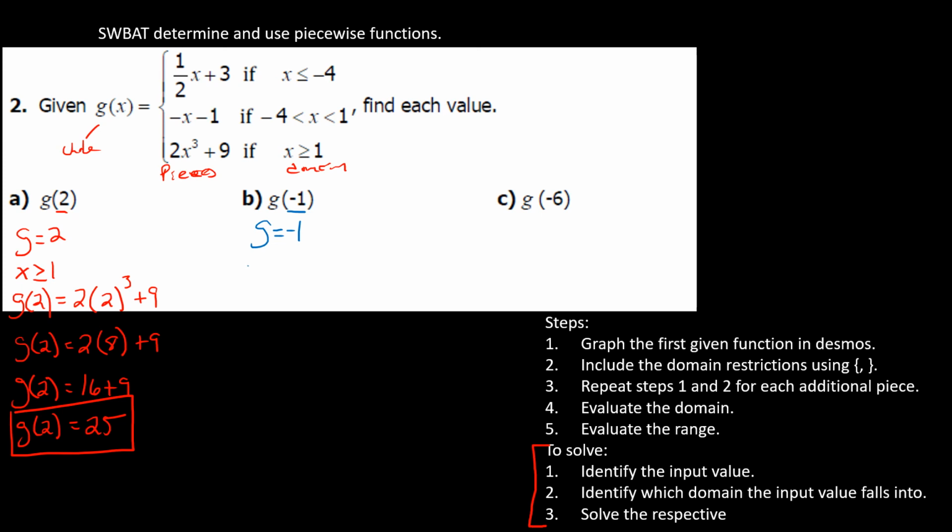So our domain here is -4 to 1. So we can say g of -1 is equal to -1 minus 1. So g of -1 is equal to negative times negative is +1, minus 1. So g of -1 is equal to 0.